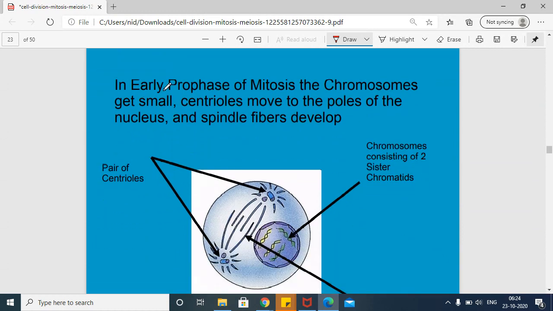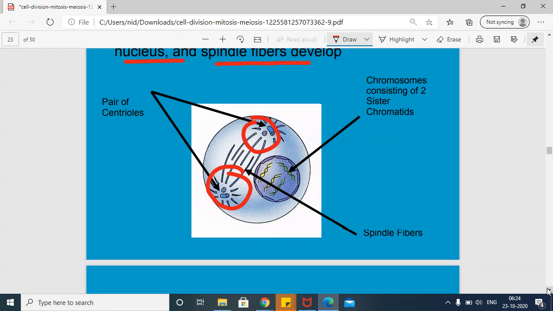In early prophase of mitosis, the chromosomes get small, and the centrioles move to the poles of the nucleus. You can see. And the spindles are going to start developing. You can see these spindle fibers. They were not there previously. They are now. So you will get spindle fibers and chromosomes consisting of two sister chromatids.